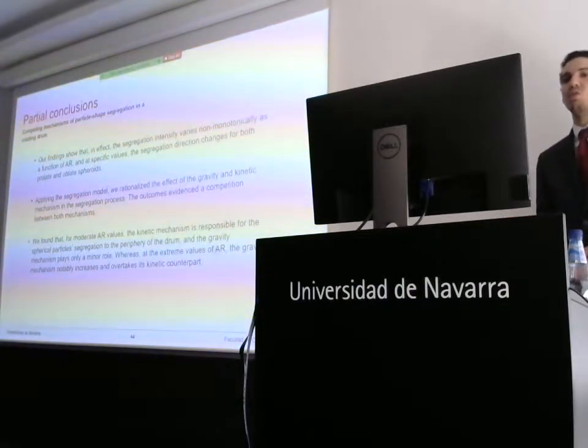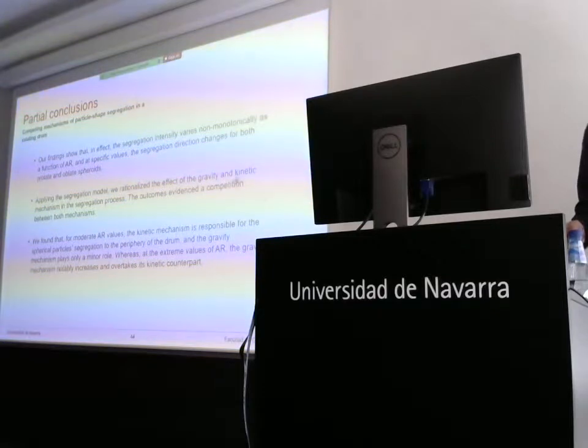So as a partial conclusion, we can say that our findings show that in effect the segregation intensity varies non-monotonically as a function of the aspect ratio. And at specific values, the segregation direction changes for both prolate and oblate spheroids. Applying the segregation model, we rationalize the effect of the gravity and kinetic mechanism in the segregation process. The outcomes evidence a competition between both mechanisms.